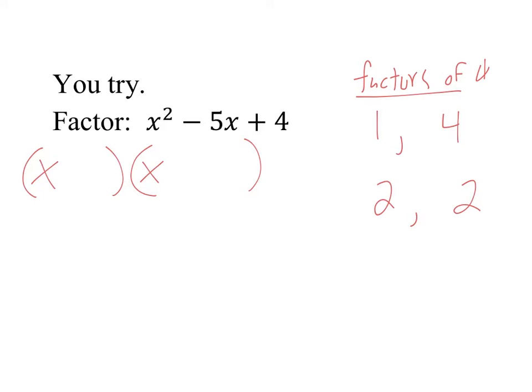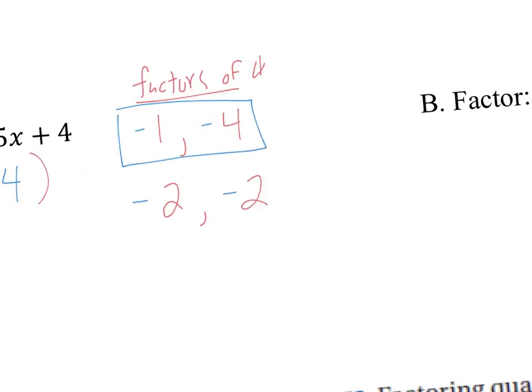Now here's where I got to know a little bit about multiplication. The only way I can have two numbers multiply to be a positive, but sum to be a negative is if they are both negative. So which one of those factor pairs, -1 and -4, or -2 and -2, add up to -5? And the answer is that one right there. So I'm going to go with -1 and -4. Okay, and there's my factoring. All right, next you try.